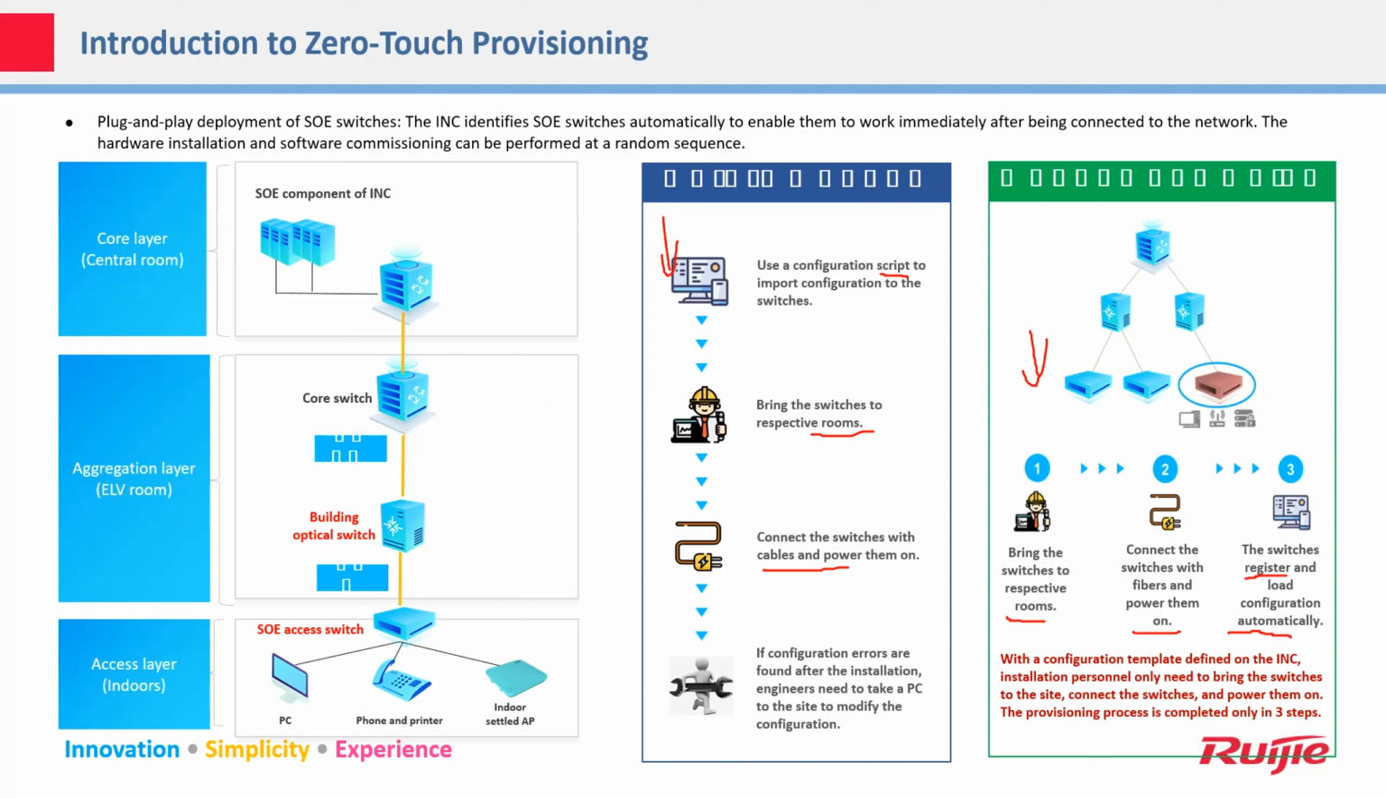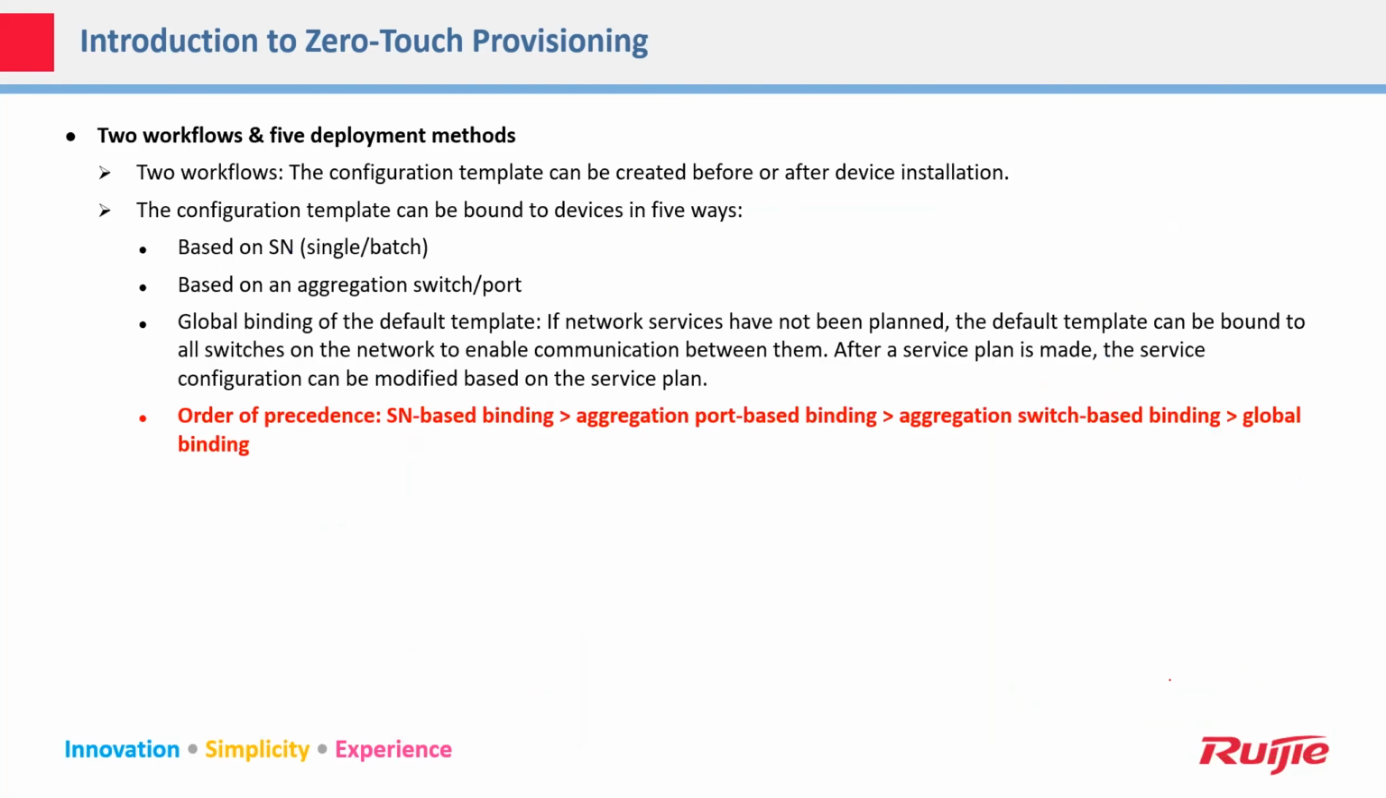Once the device is turned on, it will register to the INC, saying, okay, I am one of the switches in the network, and what I want to get is the configuration. So with the configuration template defined on the INC, installation personnel only need to bring the switches to the site, connect, and power on. The provisioning process is completed in only 3 steps. It can reduce the workload, right? This is called zero-touch provisioning.